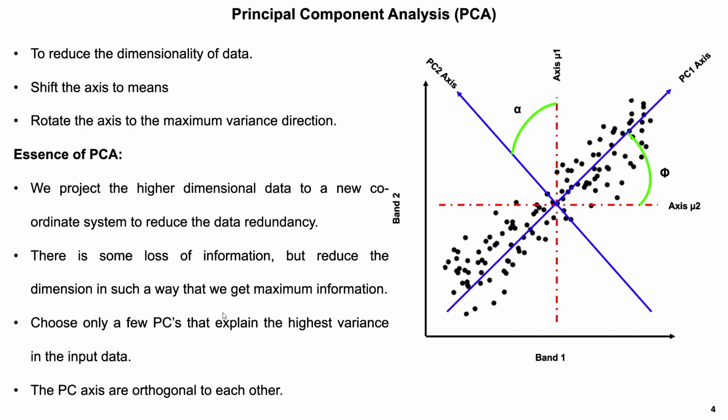And out of the 6 components, we will be choosing only a few components. Let's say 3 components. And if you sum up the variance of these 3 principal components, you will be able to capture high variance of the data. Only like 1% or 2% will be left over. And one more thing to remember is that the principal axes are orthogonal to each other.